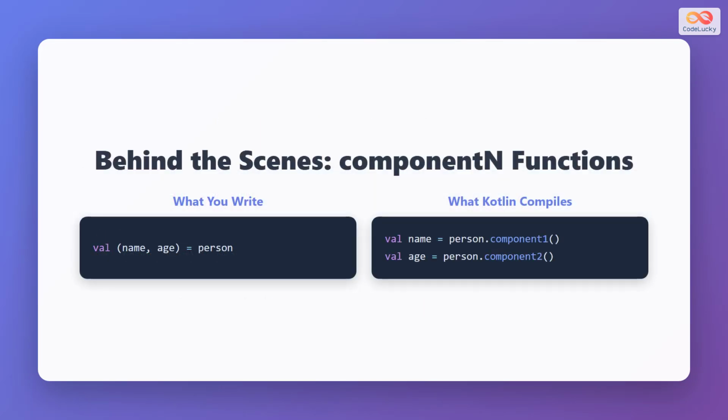When you write a destructuring declaration, Kotlin actually compiles it into something different behind the scenes. What you write as val (name, age) = person gets compiled into two separate lines. val name = person.component1(), and val age = person.component2(). These componentN functions are the foundation of destructuring in Kotlin.